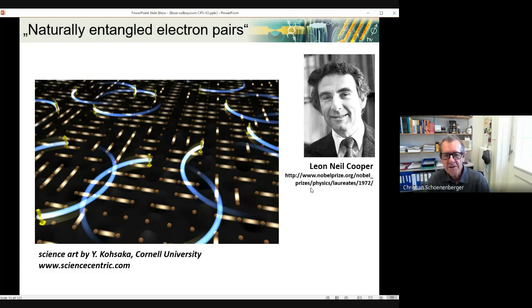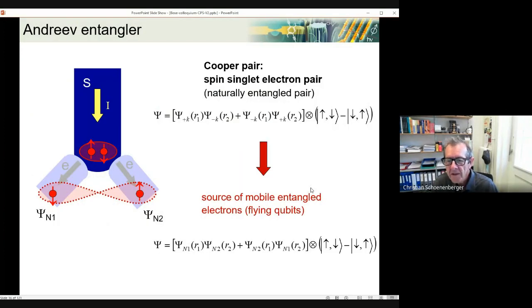We got very much excited by superconductors. In standard BCS superconductors, the electrons are naturally paired, and the Cooper pair is a spin singlet state, and we were asking the question: could we use these Cooper pairs to do the same? This question arose maybe more than 20 years ago, let's say 22 or 23 years ago. And the conceptual idea was called an Andreev entangler. The conceptual idea is indicated here.